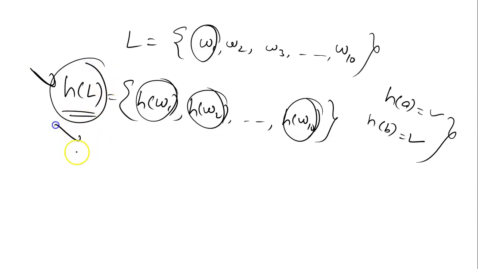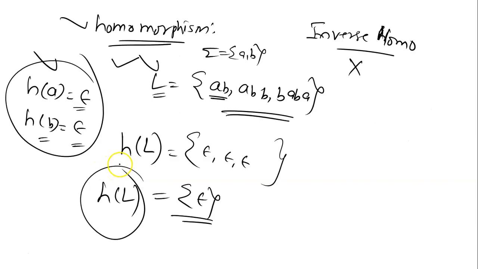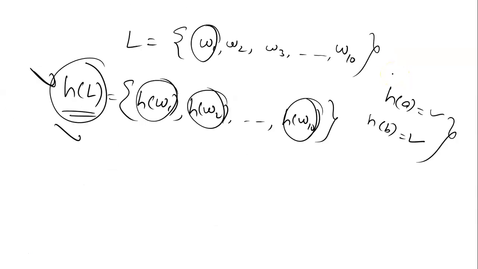So I can say that homomorphism of L is finite. Hence, if you have a finite language and you apply homomorphism, then also you will get a finite language. So the set of finite languages is closed under the homomorphism operation. Now what about inverse homomorphism? The same example will tell you that the set of finite languages is not closed under the inverse homomorphism operation.